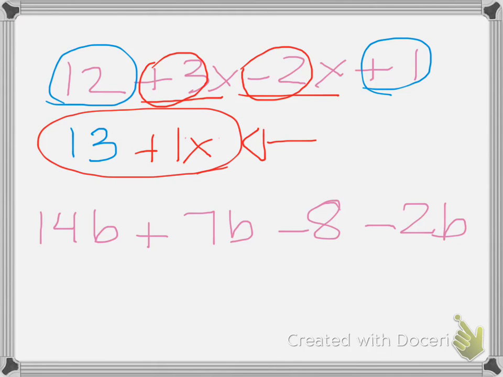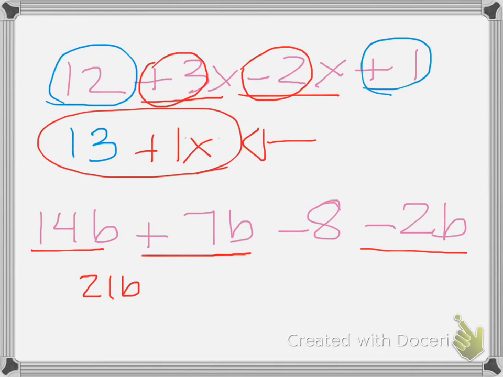All right, looking at our next one, I have 4 terms this time, and I have 3 that have b's. So 14b plus 7b minus 2b. So I'll do them together. 14b plus 7b, that's 21b.